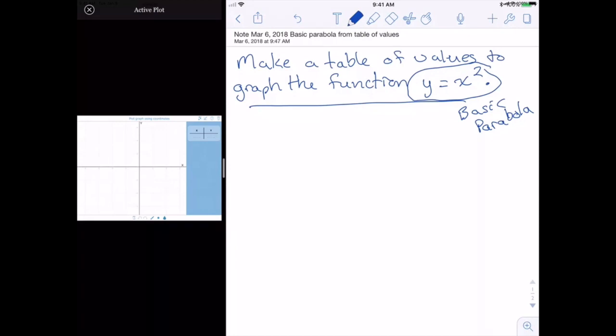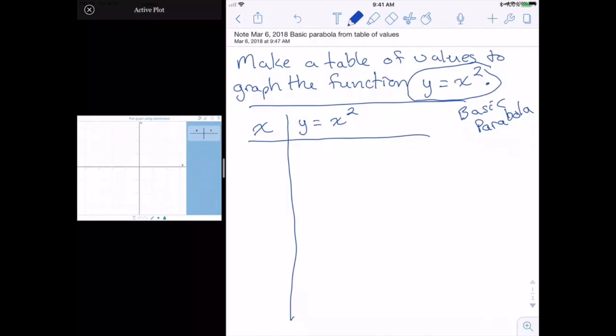So the first thing that you want to do when you're setting up a table of values is give yourself some rows and columns. So we're going to put x values in this column, and then we will figure out what y would equal when x is that certain value. Later on, we'll explain how to figure out what x values to use. But in examples like this, we can just use 2, 1, 0, -1, and -2. So I'll start with 2.